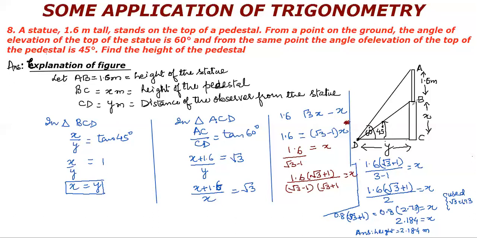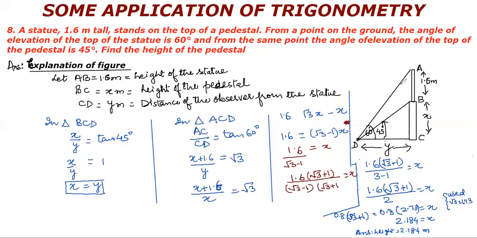Now children, let's take triangle BCD. Let's see how many right angle triangles we have here, because trigonometry is applicable only in a right angle triangle. So the first right angle triangle you are able to see here is BCD. Let's see what we can calculate in this triangle. In this triangle, X is the unknown side and Y is the other side. So children, you will take its ratio: X upon Y is equal to tan 45 degree. tan 45 is 1. From here we come to know that X is equal to Y.